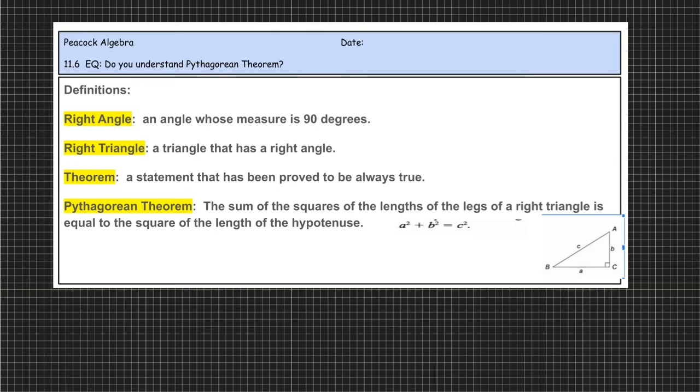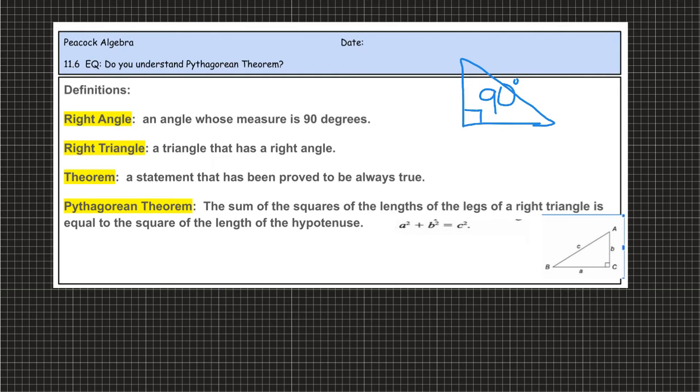Okay, so this is 11.6. Do you understand the Pythagorean theorem? The first thing we need to do before we even begin to talk about Pythagorean theorem is talk about what is a right angle, what is a right triangle. A right angle you've seen before has this little box in the middle. That little box tells us that that angle is 90 degrees. When we connect the two ends, like so, that becomes a right triangle.